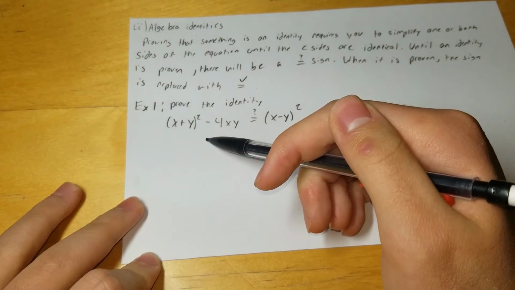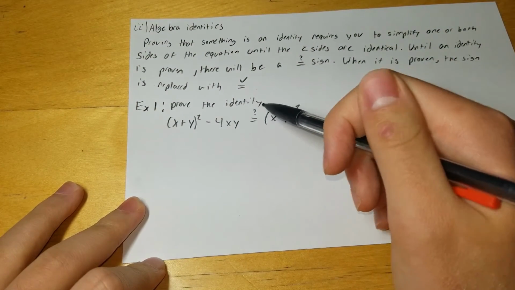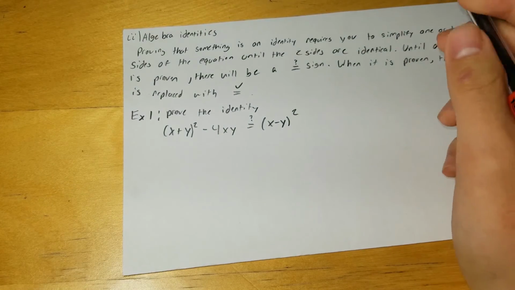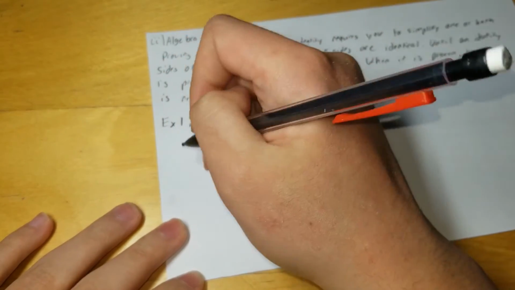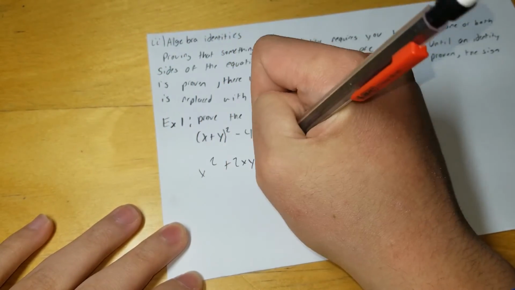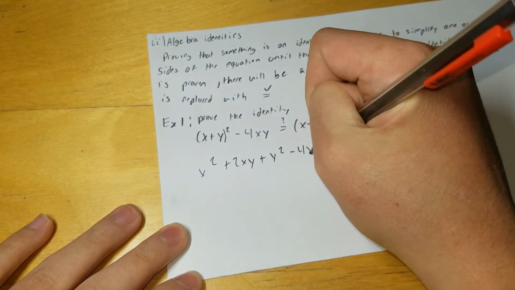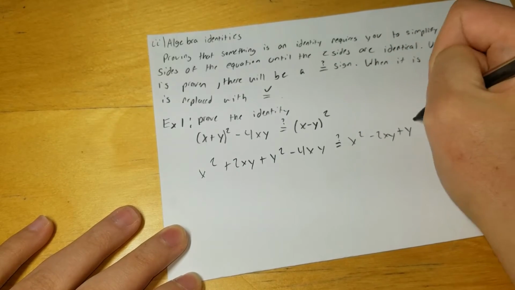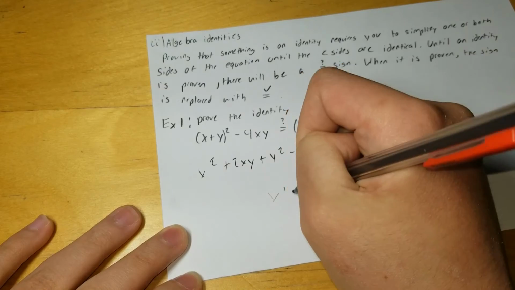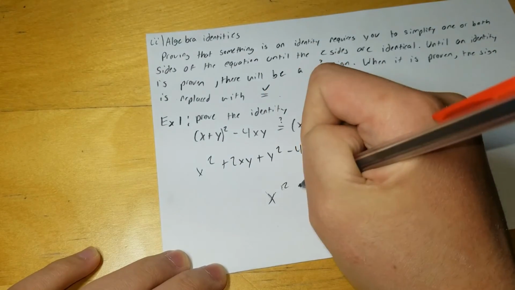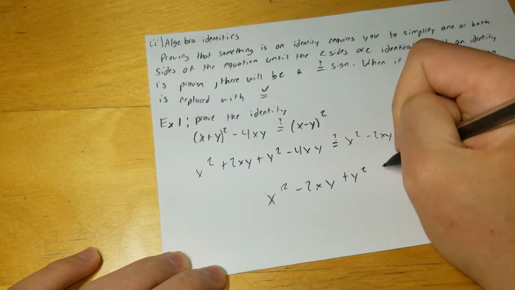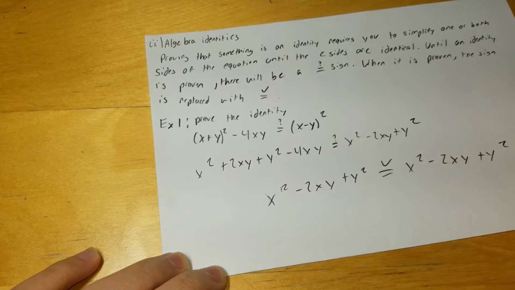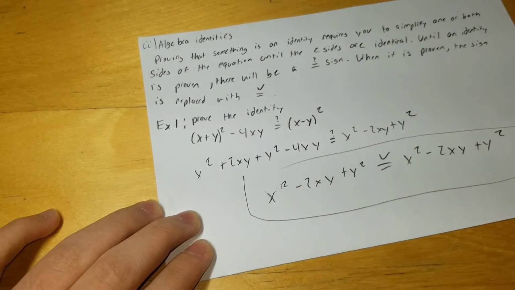(x plus y) squared minus 4xy, with the little question mark, (x minus y) squared. What you have to do is just expand them, essentially. So this will turn into x squared plus 2xy plus y squared minus 4xy equals question mark x squared minus 2xy plus y squared. And then finally the answer you would reach, they're identical on both sides. So this can be proven. This is an algebraic identity.